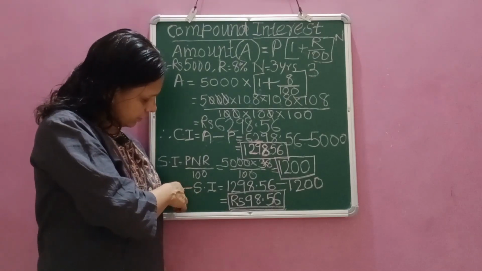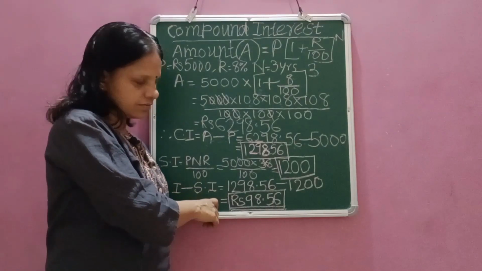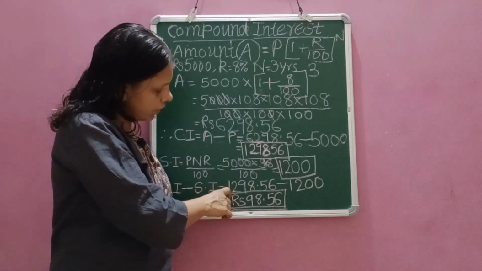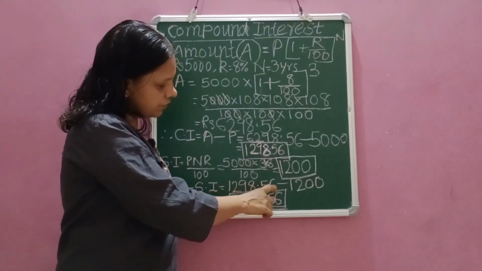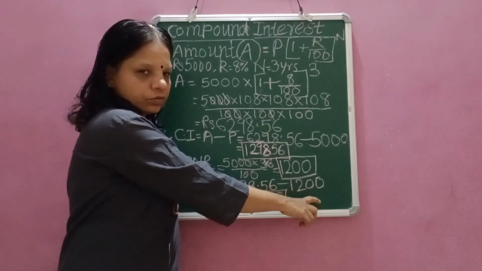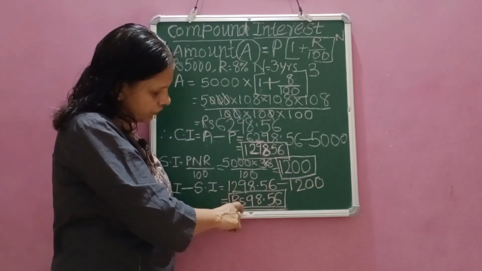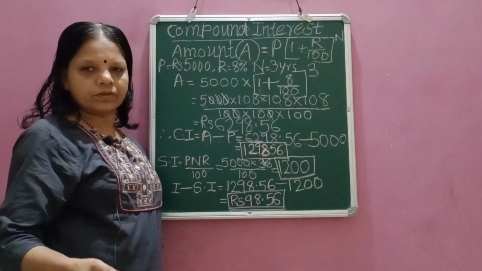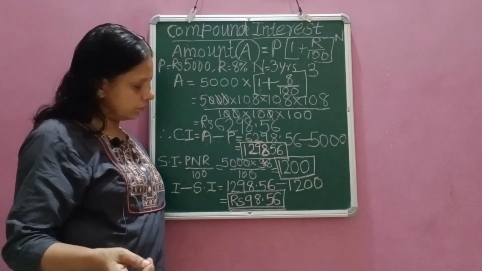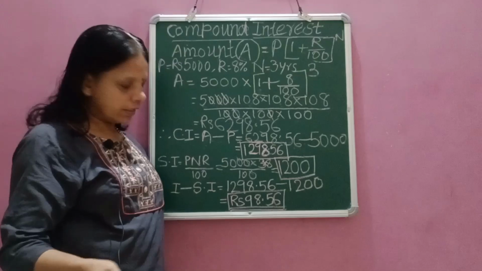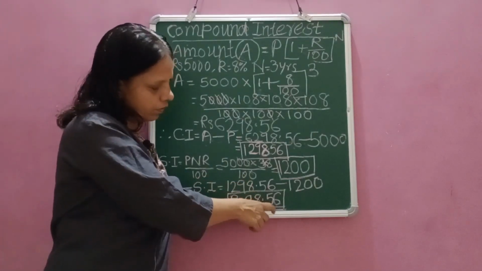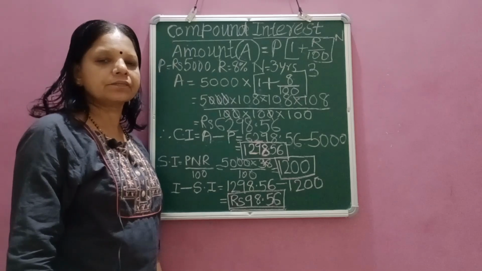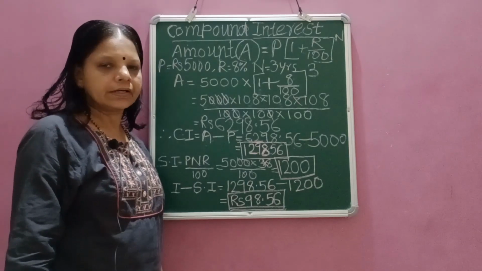So we will see what CI minus SI is, the difference between compound interest and simple interest. 1298.56 minus 1200. So the difference is 98.56. The compound interest is more than simple interest by rupees 98.56. So this is the method of calculating compound interest.